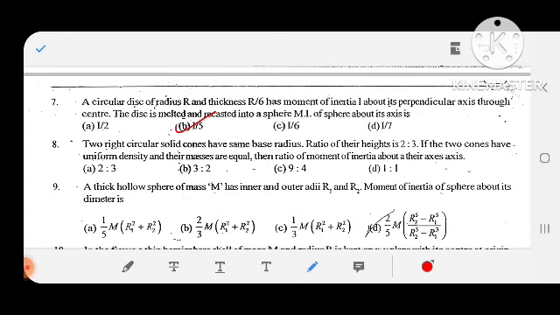The two right circular solid cones have the same base radii. Ratio of their heights is 2:3. If the two cones have uniform density, their mass is equal, then the ratio of the moment of the inertia about their axis is 1:1. A thick hollow sphere of mass m, inner radius r1 and outer radius r2. Moment of the inertia of the sphere about its diameter is 2/5 mr² (r2⁵ − r1⁵)/(r2³ − r1³).